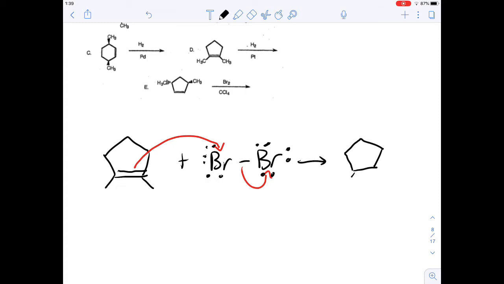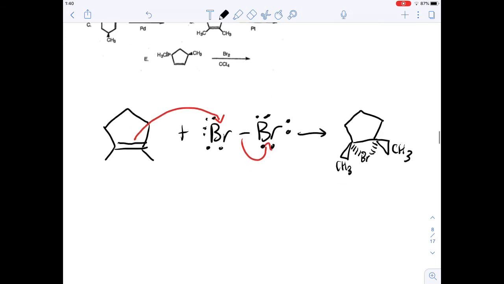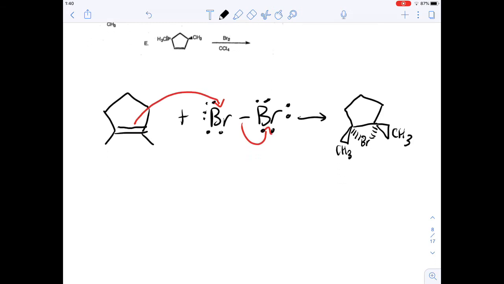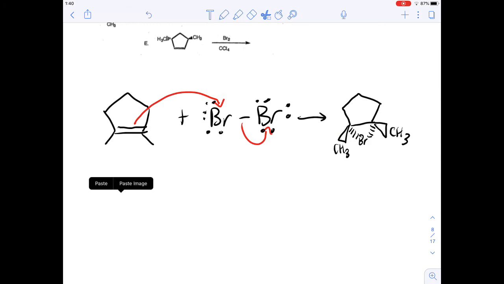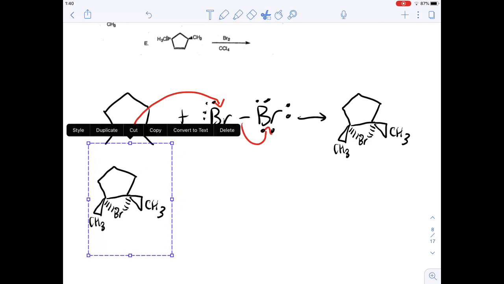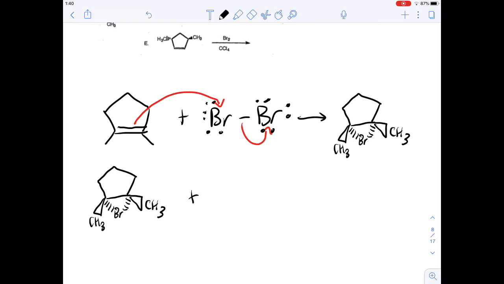Okay, so I'm going to draw the Br ring in dashes and the methyls pushed out on wedges. It doesn't matter if you draw the methyls on dashes and the Br on a wedge. It makes no difference at all. I'm just doing it for the sake of this. And then for your next step, I didn't feel like redrawing that.